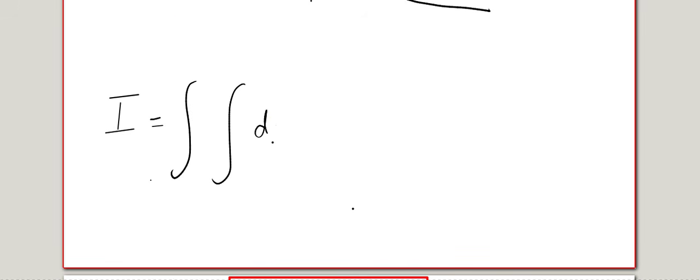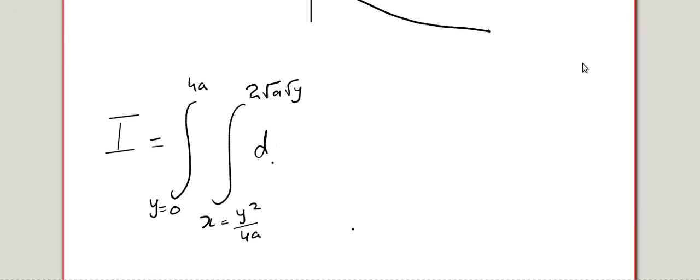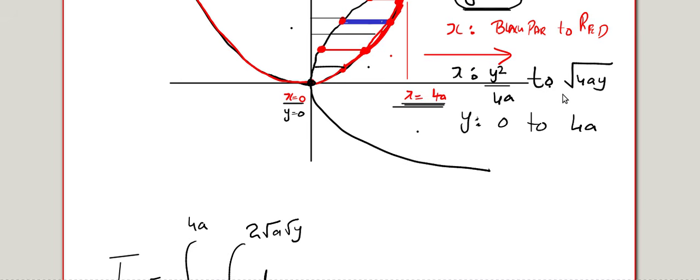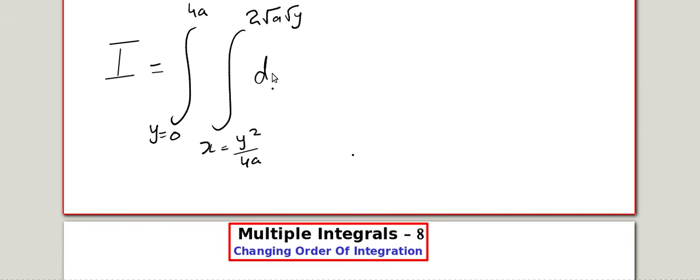Now let's plug in the new limits. y equal to 0 to 4a, and x varies from y square by 4a to 2 root a root y. If you are wondering where that came from, it's over here. I took the square root. So root 4 is 2, root a is root a, root y is root y. And I should write in the order dx dy.